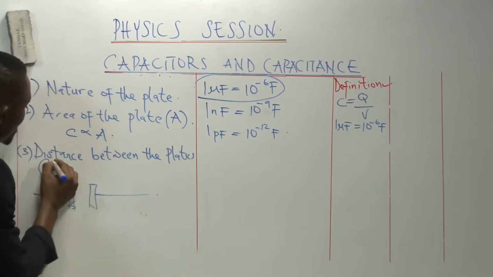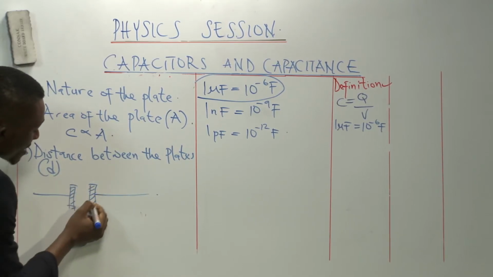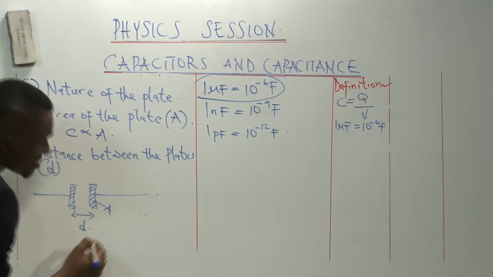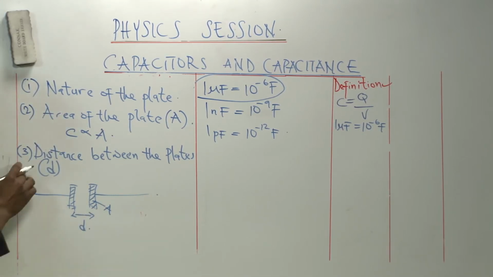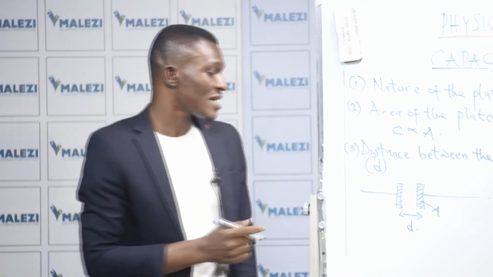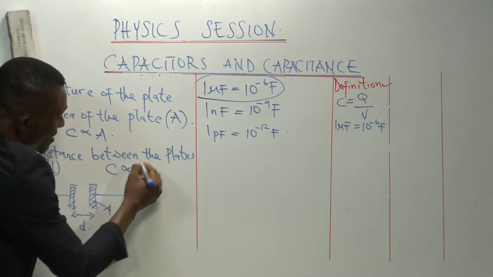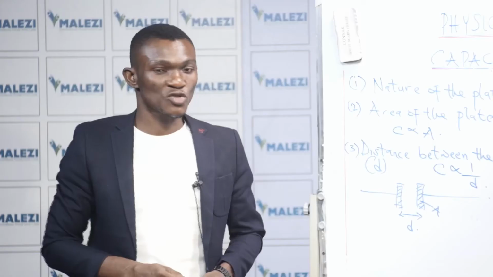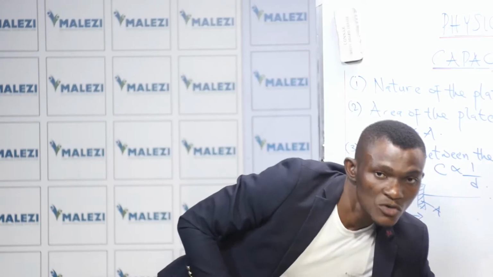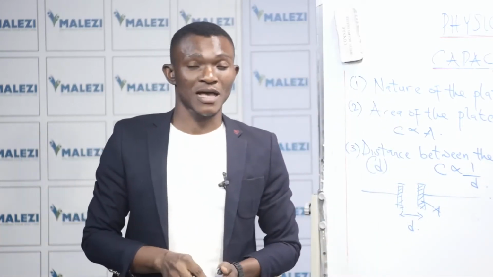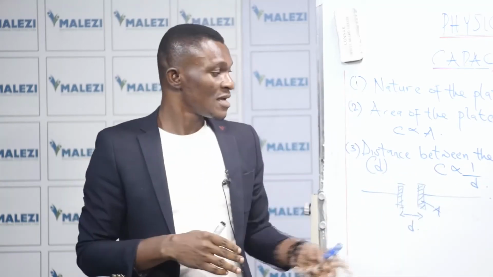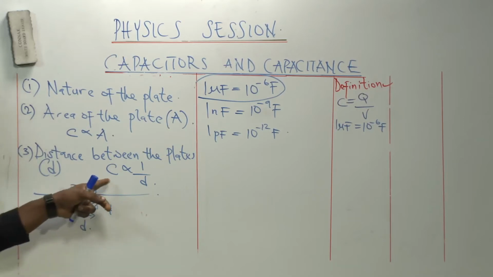We are going to represent that as D. So if these are our plates, this is the area, and this space here is the distance D between the plates. How does the distance between the plates affect the capacitance? We say that the capacitance is inversely proportional to the distance between the plates. So if the distance increases, the capacitance would reduce, and if the distance reduces, the capacitance would increase.